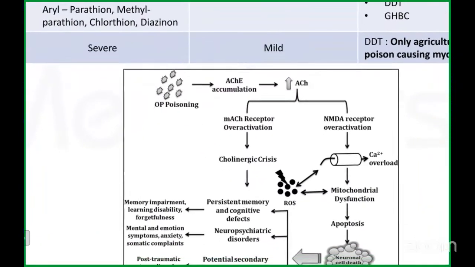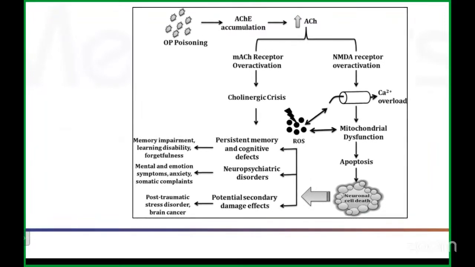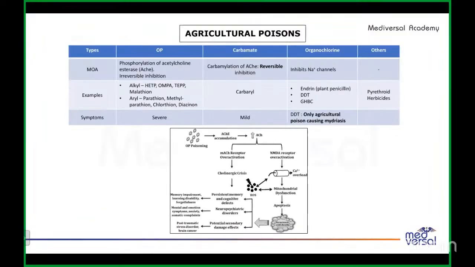As I said, because acetylcholinesterase enzymes are inhibited, there is a cholinergic crisis, and because of the cholinergic crisis, neuropsychiatric features are there. There are persistent memory defects, cognitive defects, learning defects, and at the same time, NMDA is activated. Because of NMDA overactivation, there's a calcium channel activation which can trigger apoptosis or mitochondrial dysfunction.